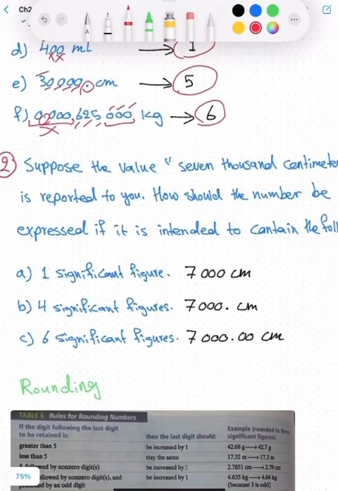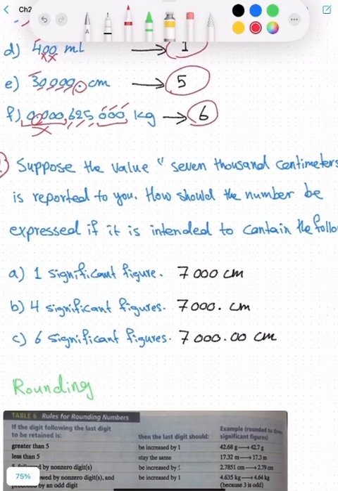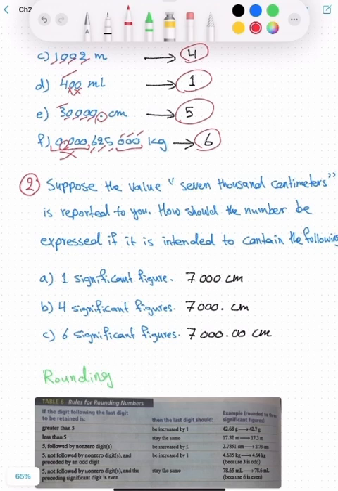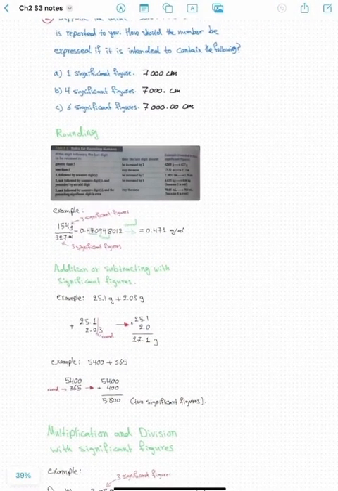And the second question, suppose the value 7,000 centimeters is reported to you. How should the number be expressed if it is intended to contain the following significant figures? If you only want one significant figure, just write 7,000 normally, because these zeros do not count. We do not have the decimal, so yes. 4 significant figures, all of them, so you should have a decimal, so 7,000 with a dot, with a decimal. 6 significant figures, we have 7,000.00, still 7,000, but how many significant figures? Okay, 6.